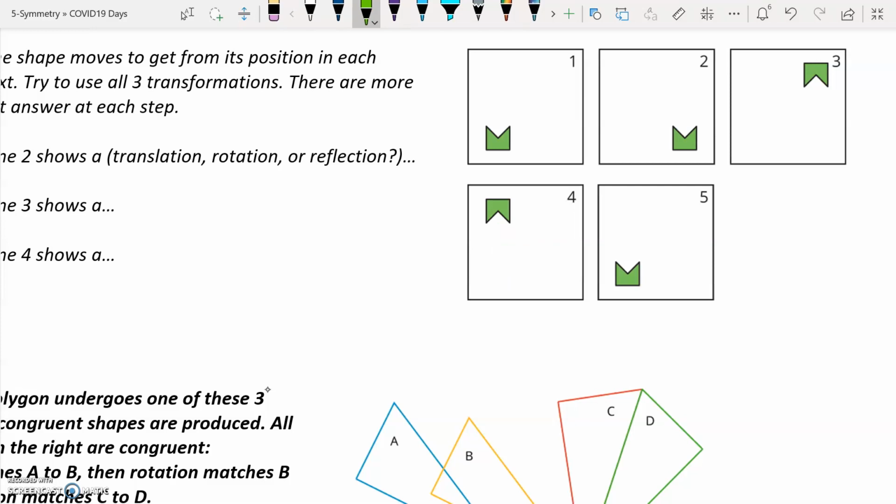This is a lot like going from card 2 to card 3. You could take that shape and picture it swinging around that point right there. It would swing around upside down and land down the bottom left, but upside down. So a reflection or a rotation would achieve that.